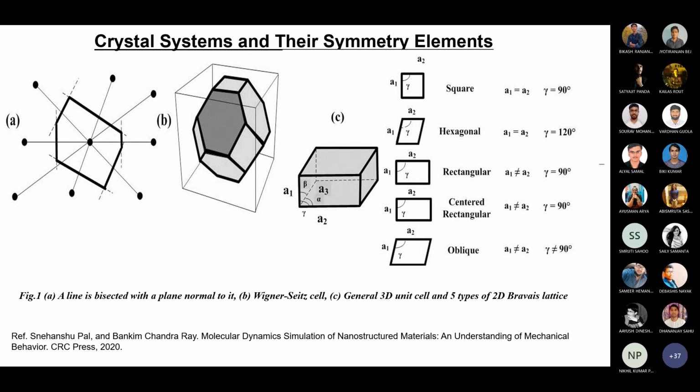Now I will touch on the different crystal systems and their symmetry elements. In figure number 1a in this slide, a line is bisected with a plane normal to it. Here just one section is shown, and all the lines are bisected by their normals.